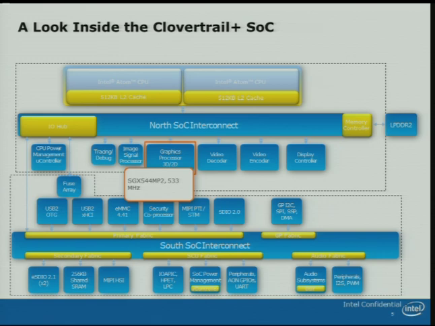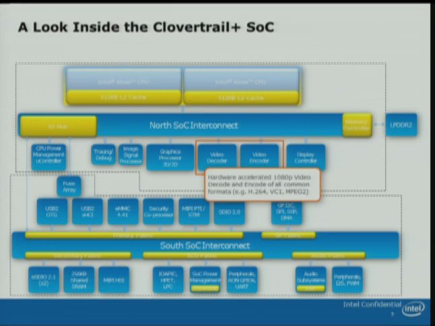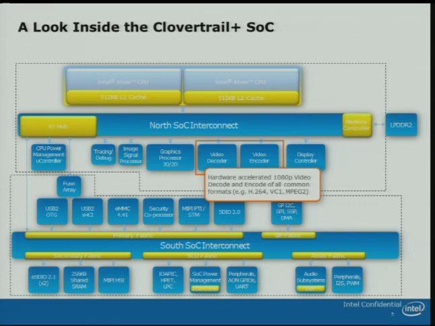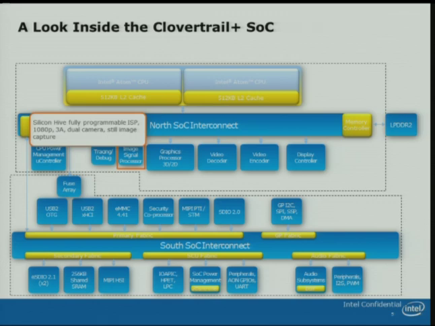We also have a 3D, 2D graphics processor engine, which is the SGX 544 MP2, running at up to 533 megahertz. Video decode and encode are hardware accelerated and support all common formats, including H.264, VC1, and MPEG-2. There's an image signal processor on the SoC that supports still image capture offload as well as video capture and offers dual camera support.